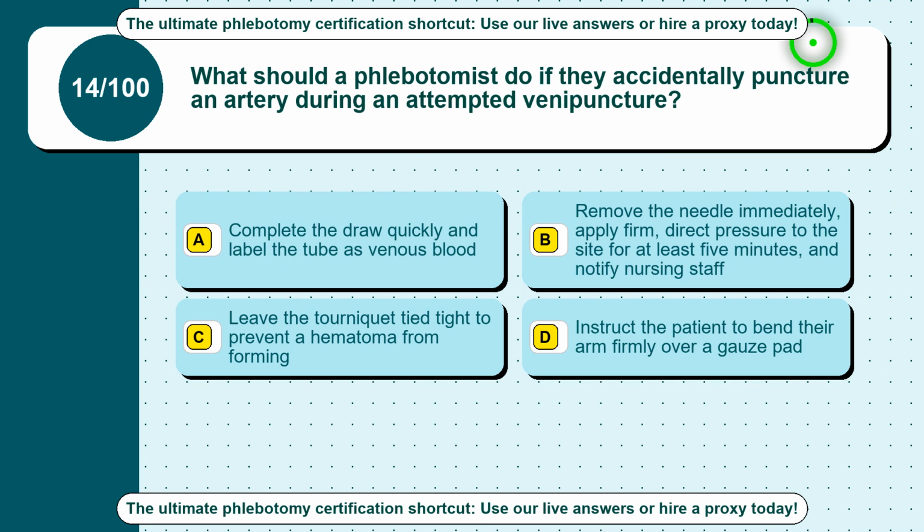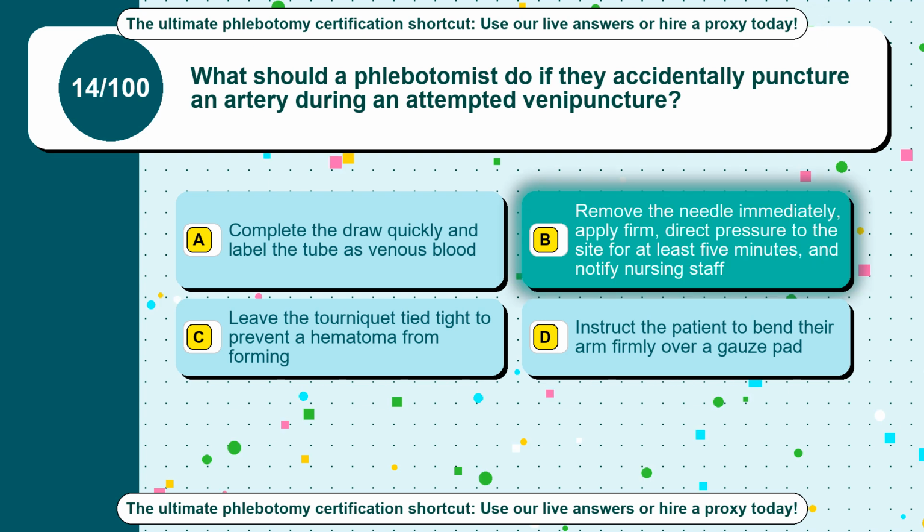Question 14. What should a phlebotomist do if they accidentally puncture an artery during an attempted venipuncture? Option A. Complete the draw quickly and label the tube as venous blood. Option B. Remove the needle immediately, apply firm, direct pressure to the site for at least 5 minutes, and notify nursing staff. Option C. Leave the tourniquet tied tight to prevent a hematoma from forming. Option D. Instruct the patient to bend their arm firmly over a gauze pad. The correct answer is option B.